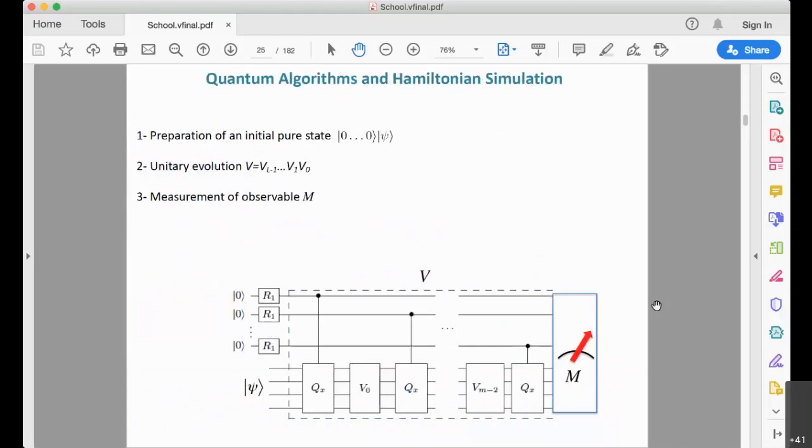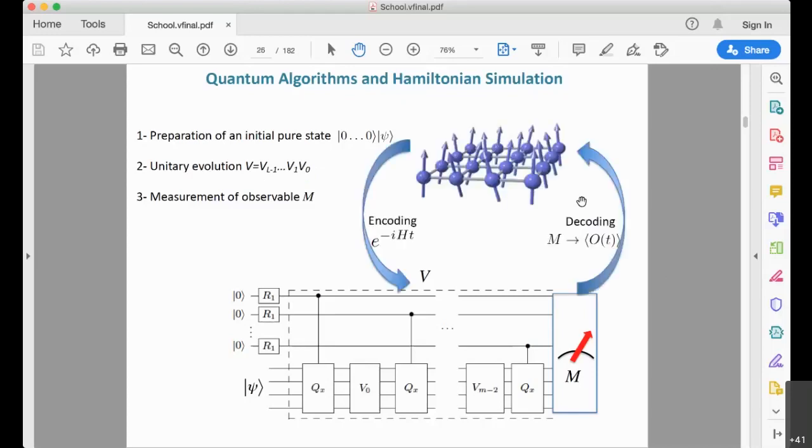All right, so a quick review of quantum algorithms. This is the way that it looks. Basically, we prepare some simple initial pure state, maybe the state psi with some ancillas which are initialized in 0. Next, we implement the unitary evolution as a sequence of these V gates. And at the end, we make a measurement of an observable to obtain some useful information about the state that we prepared.